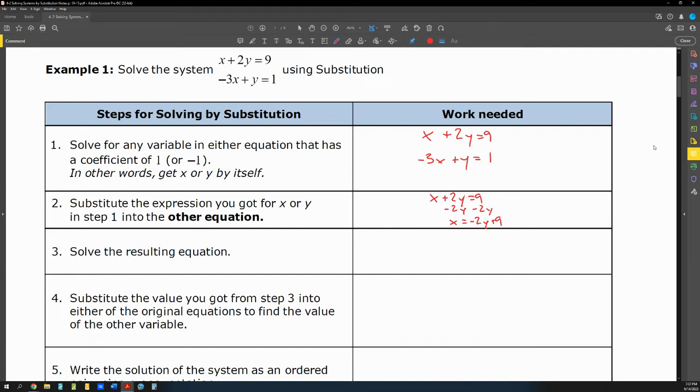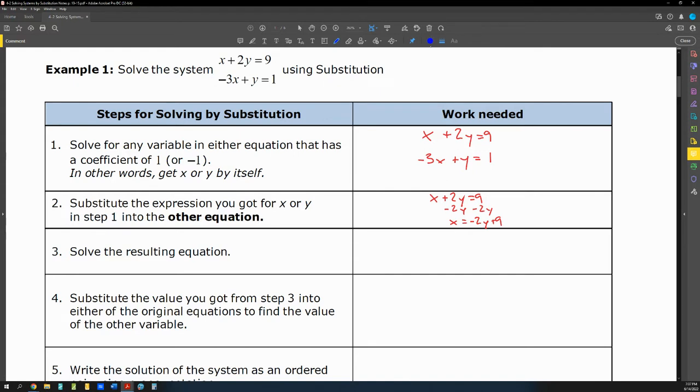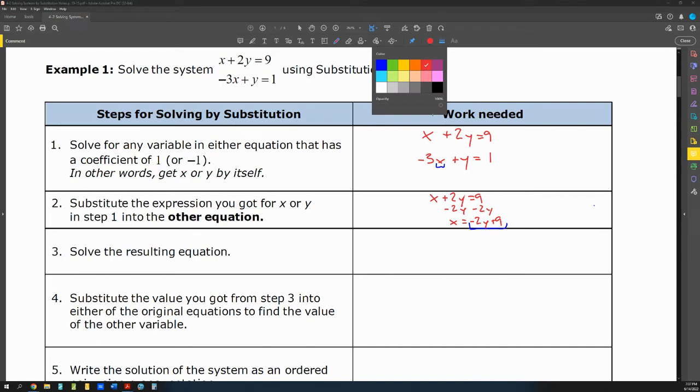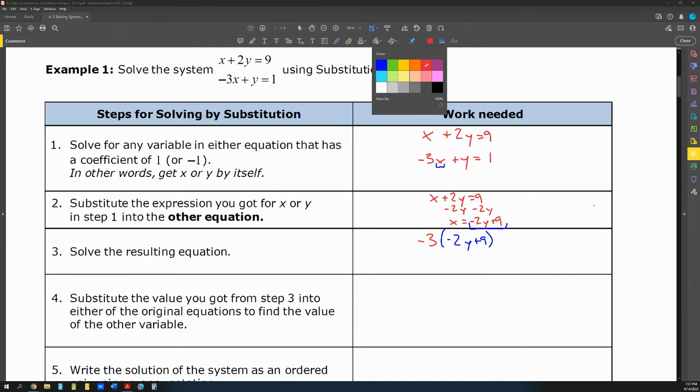So step 2 is to substitute this into the other equation. So in for x, I can plug in, let me use a different color, negative 2y plus 9 into the other equation for x. So writing out this equation, I have negative 3 times x, but instead of x, I'm going to substitute in negative 2y plus 9, and then I'll finish off that equation. So that is the plus y equals 1.